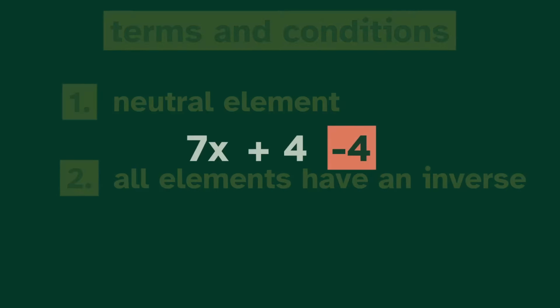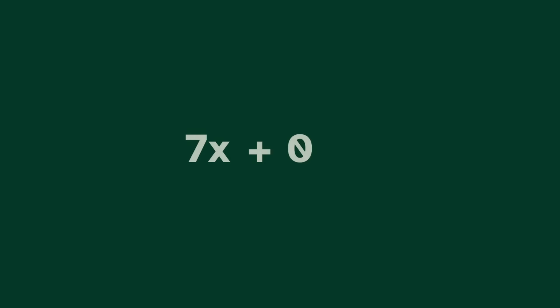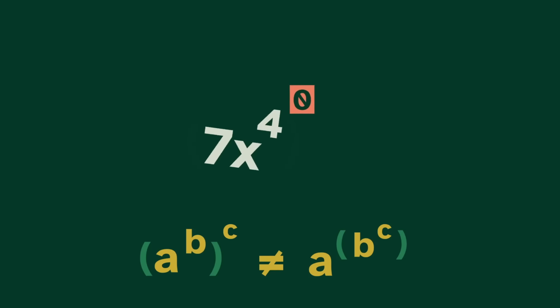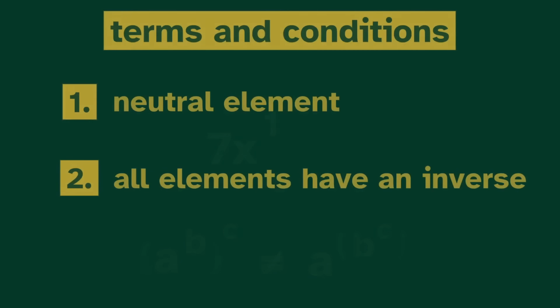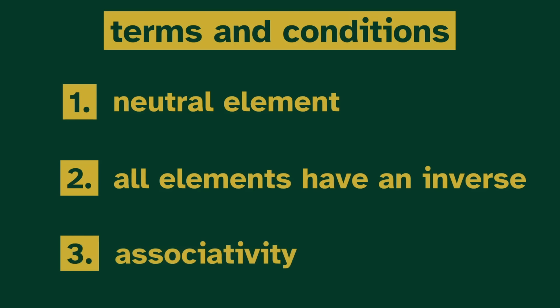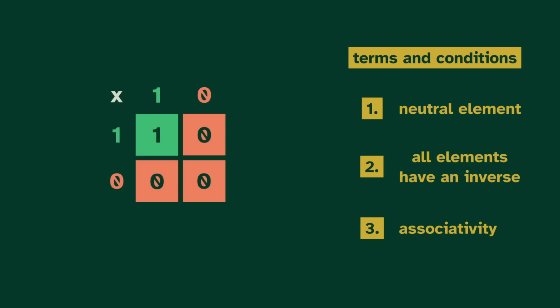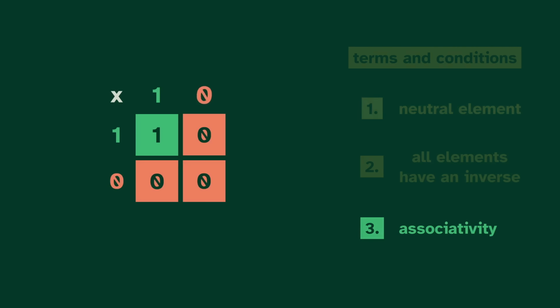But wait, we have to be able to apply the inverse. This wouldn't work with exponents since they're not associative. These two combine first, and we can't just rearrange the parentheses since that changes the value. So we also have associativity as a term and condition. Okay, so multiplication is associative, and there is the neutral 0 here. Yes, but actually 1 is the neutral element since we're using multiplication.